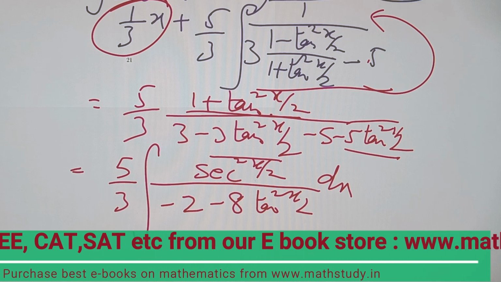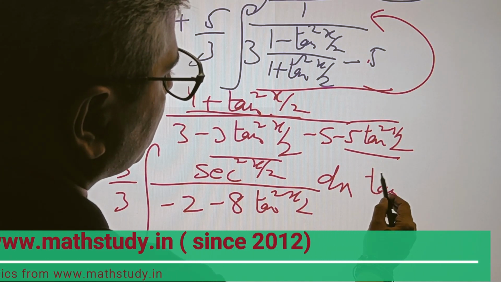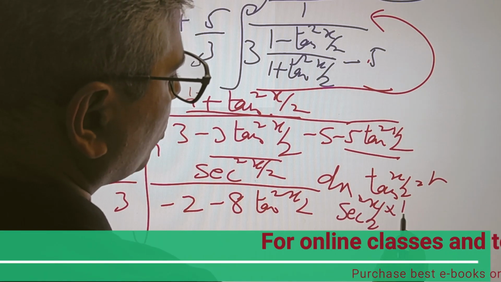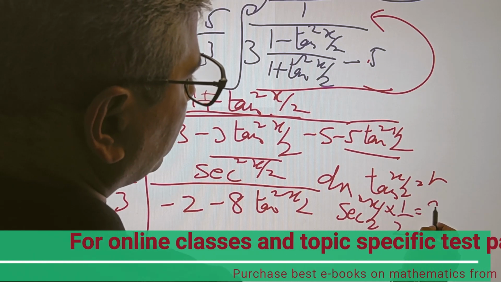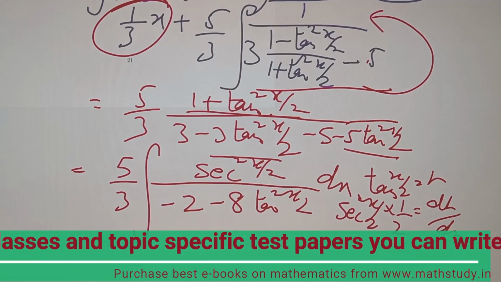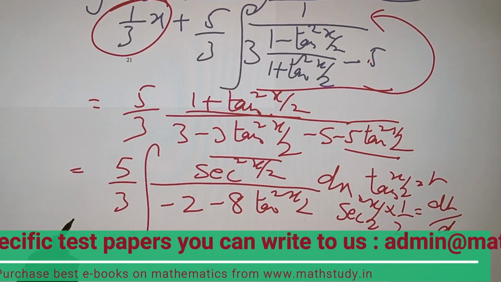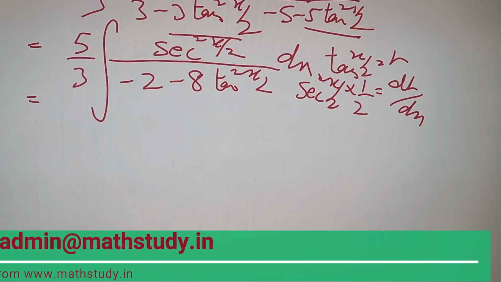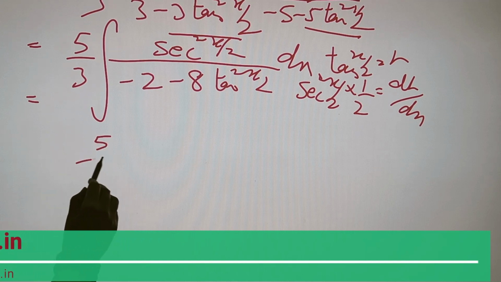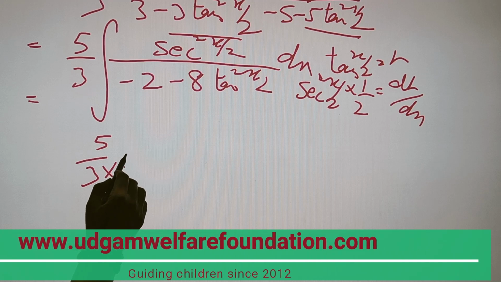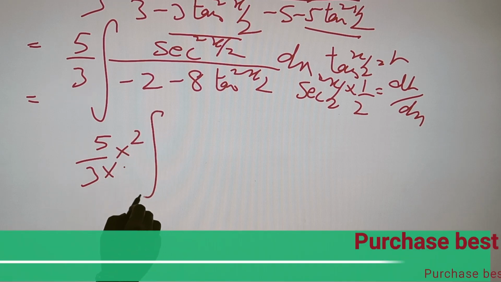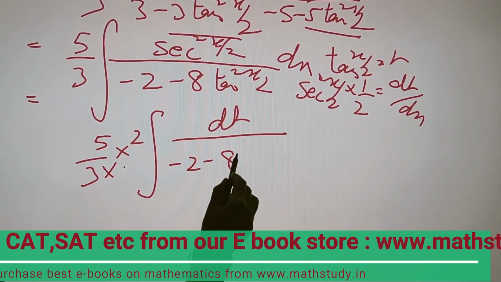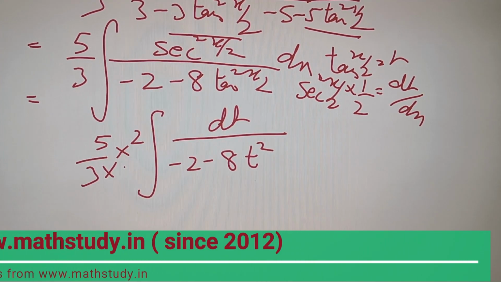So let's do it this way. Let's put tan x by 2 equal to t, so that we will be getting sec square x by 2 into the derivative of x by 2, which is half, equal to dt by dx. Very simple. So our question will become like this, 5 by 3 into 2 integration of dt upon minus 2 minus 8 t square. Very simple here.